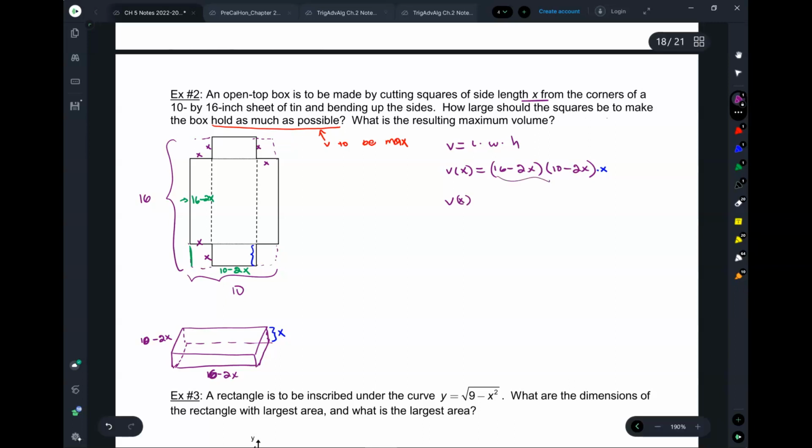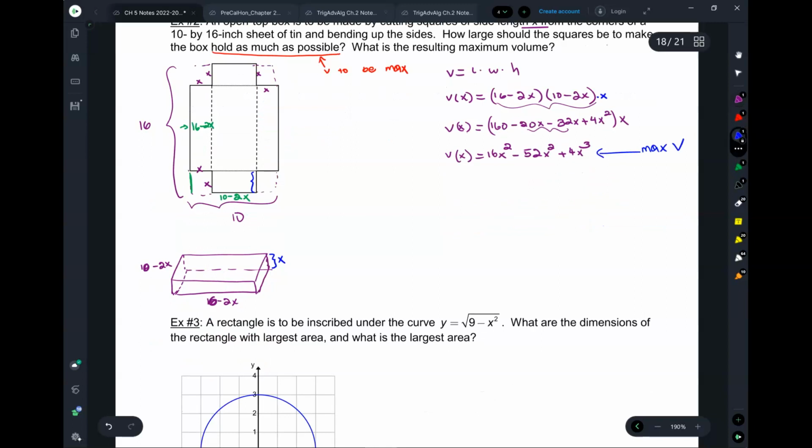So if we first multiply the first two parentheses, we get 160 minus 20x minus 32x plus 4x squared, times x. Multiplying out further, 160x squared. And then I combine this to negative 52x squared plus 4x cubed. Okay, so now I need to find the maximum volume. To do that, I need to take a derivative. So let's go ahead and take a derivative.